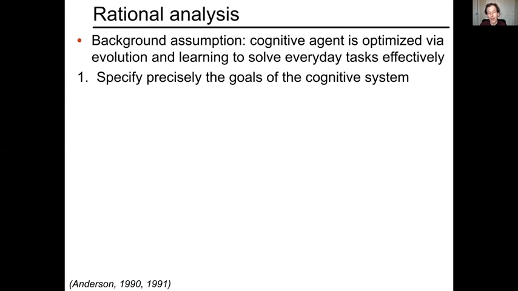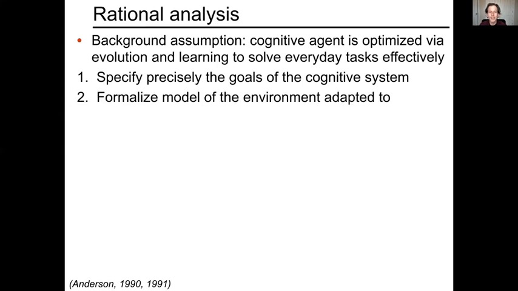First, so this is the hypothesis generating system. Specify precisely the goals of the cognitive system. For example, for language understanding, the goal is to recover something very close to what the speaker intends to mean, and to have that intended meaning available for use by the agent. Second, formalize a model of the environment that the agent is adapted to.